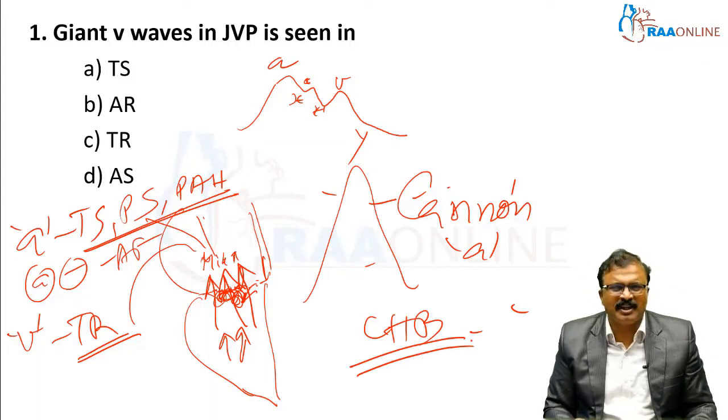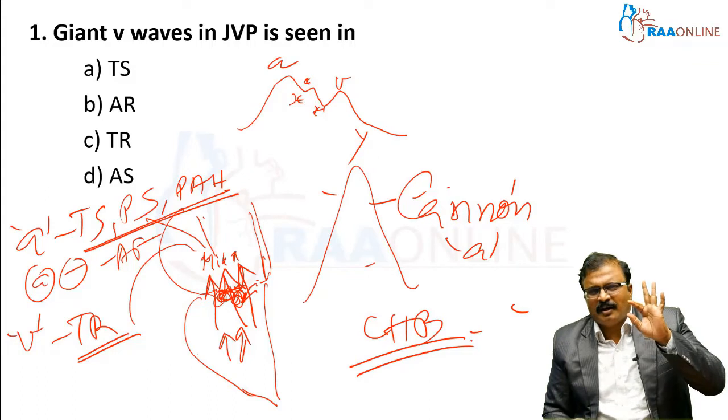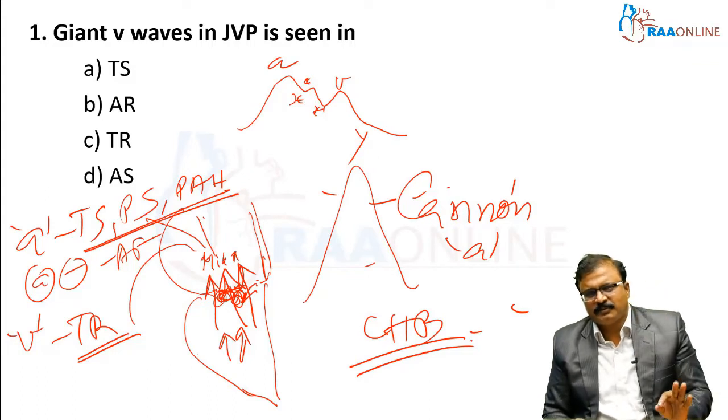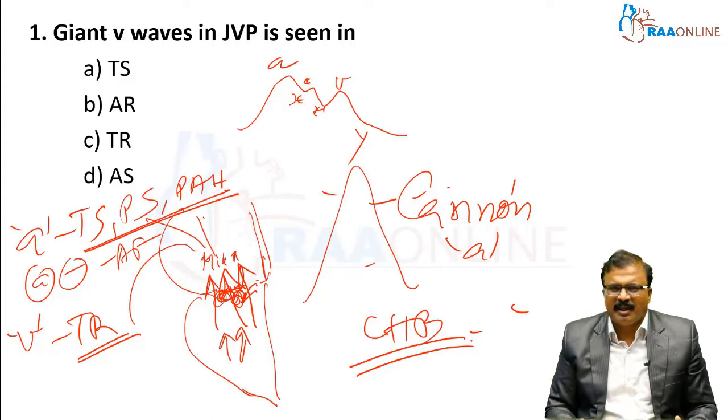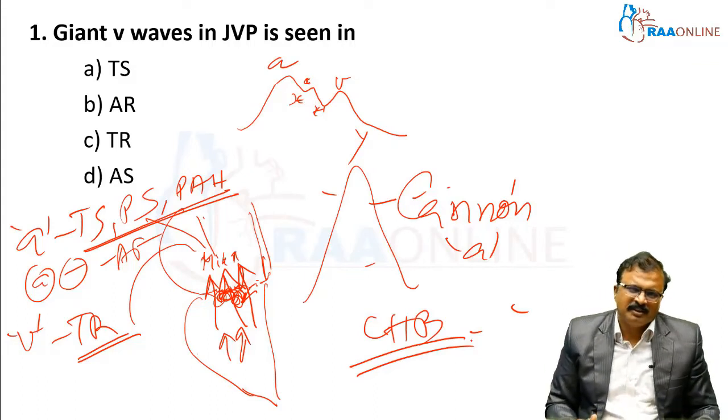The answer for this question is tricuspid regurgitation. Tricuspid stenosis will produce prominent A waves. AR and AS will not affect the JVP much.